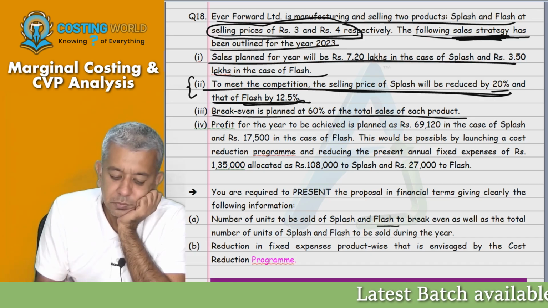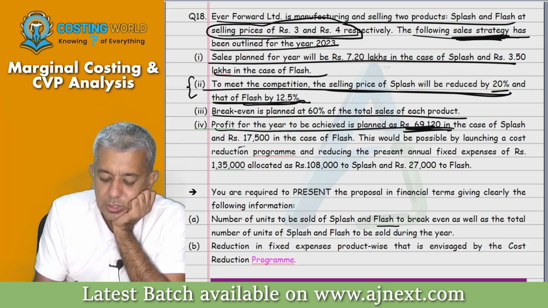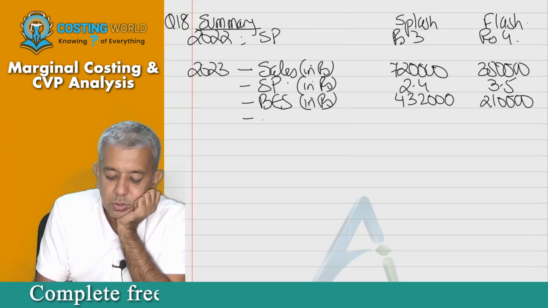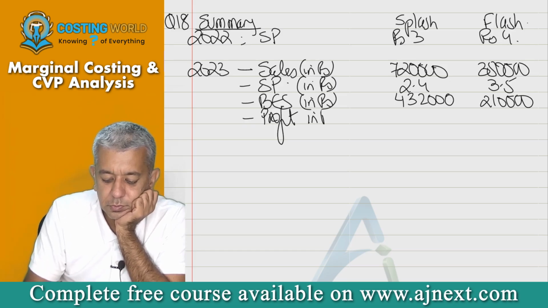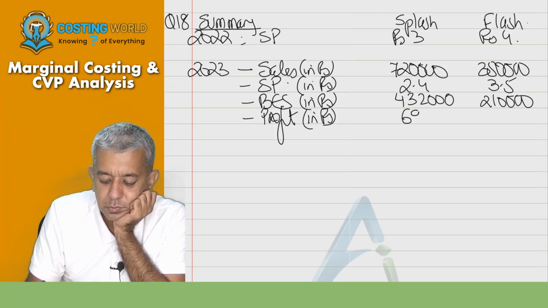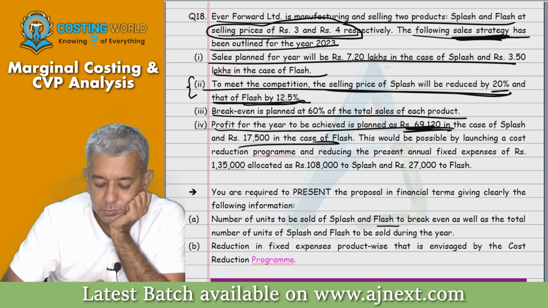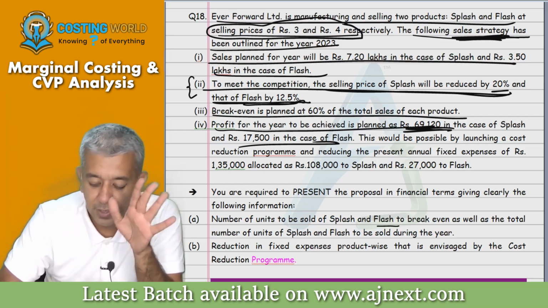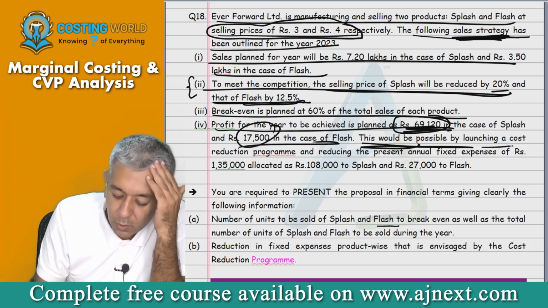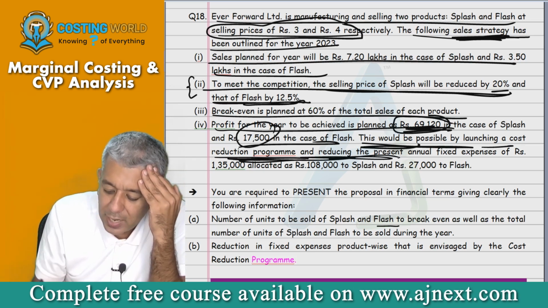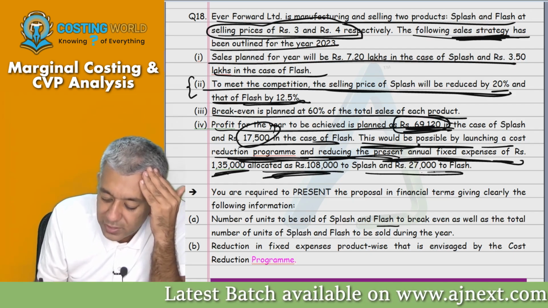Further, profit for the year to be achieved is planned at this much for Splash and this much for Flash. So you all can write down profit. Further, now see, this is the final line. This profit will be possible by launching a cost reduction program and reducing the present annual fixed cost of 1,35,000, allocated this one to Splash, this one to Flash.